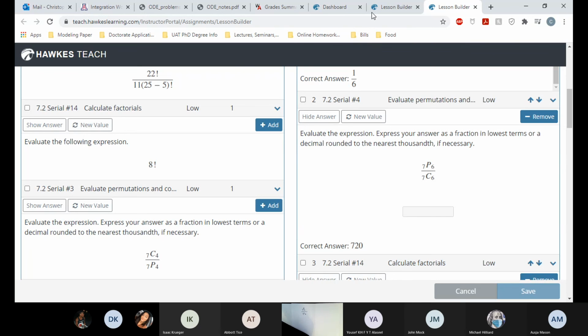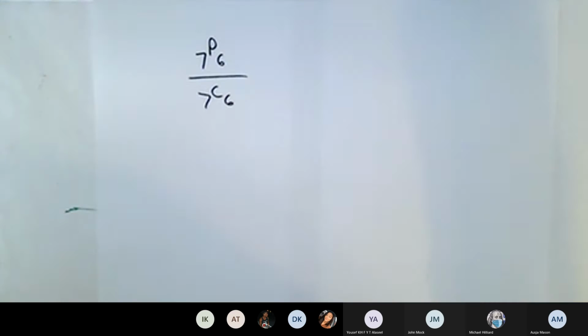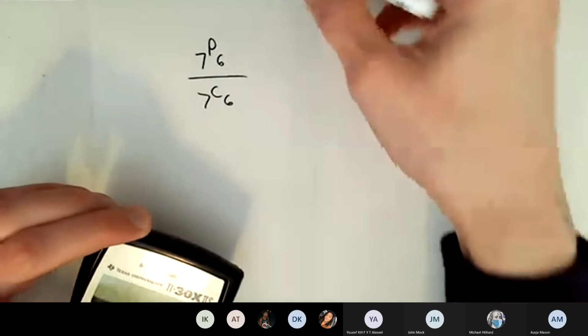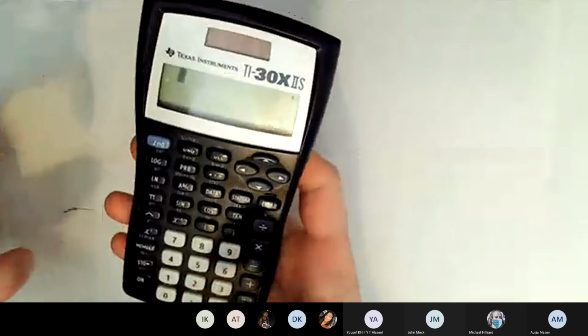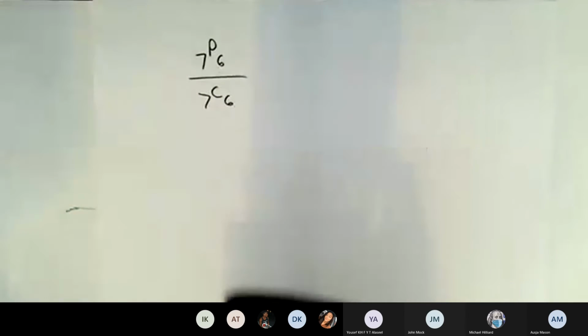Where's my little button? There we go. All right, so we've got 7P6 over 7C6. So the way I would do it on my calculator, oh goodness, where is that light even coming from?